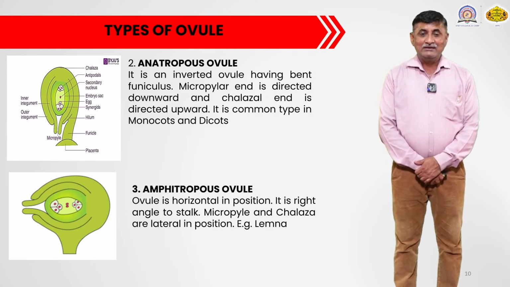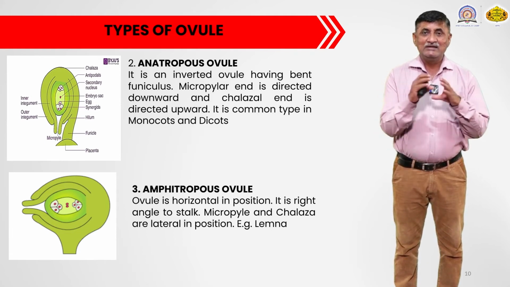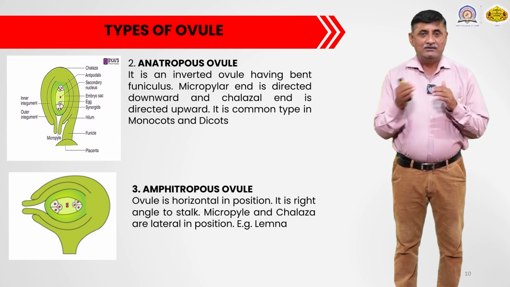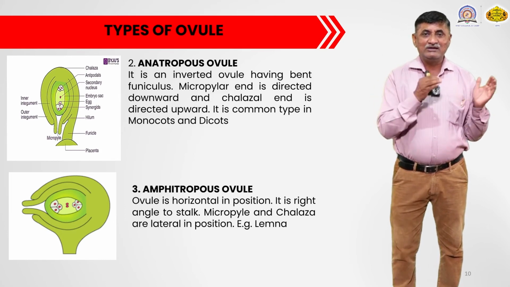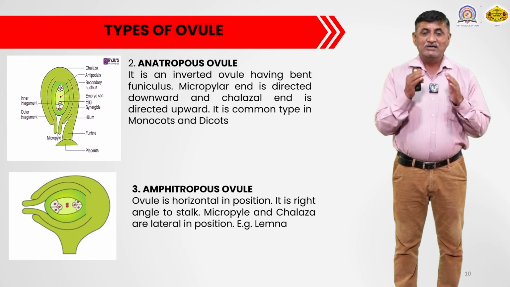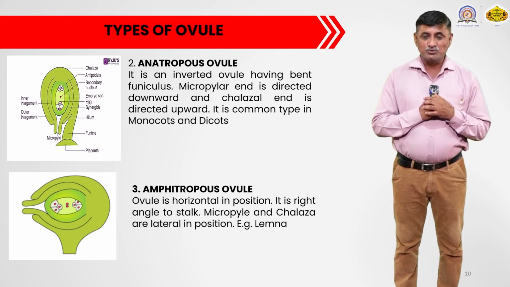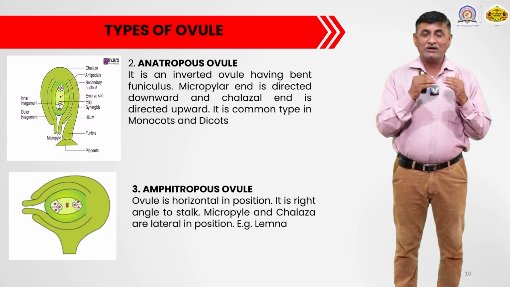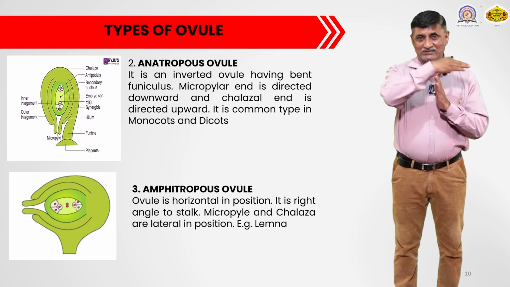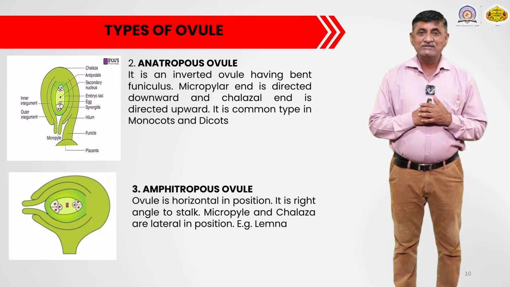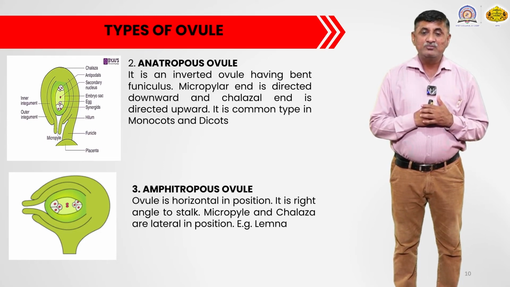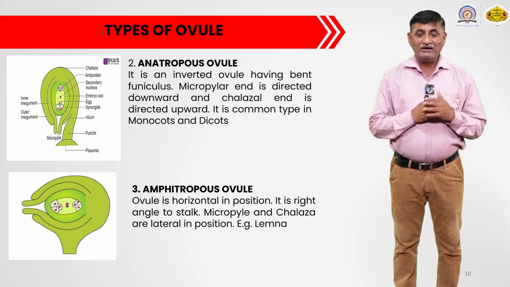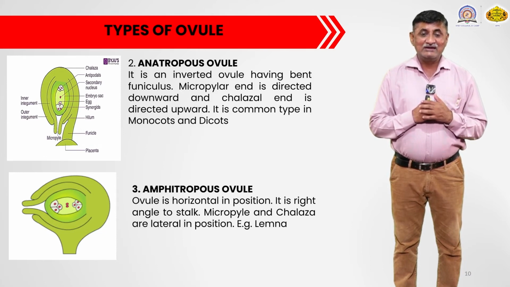So here again the ovule is turned in a different direction. The ovule is in the horizontal position. So it is at right angle to the stalk or funicle, and this kind of ovule is identified as an Amphitropous ovule. Here micropyle and chalaza are lateral in position.